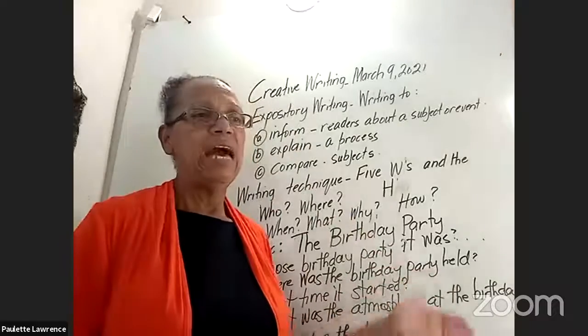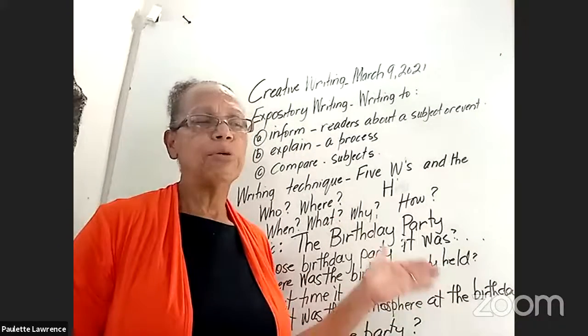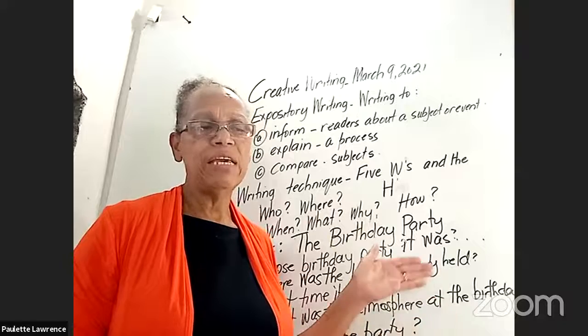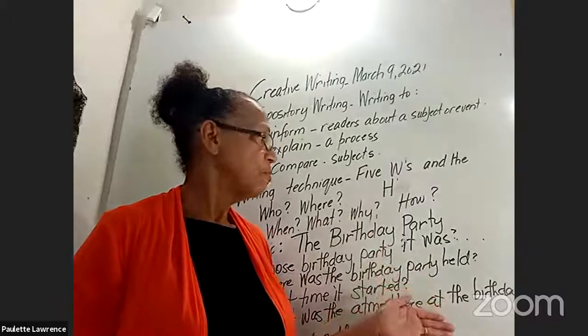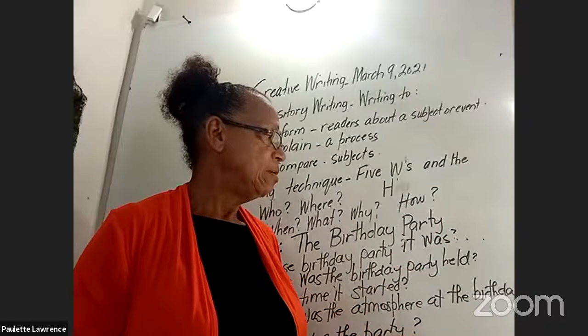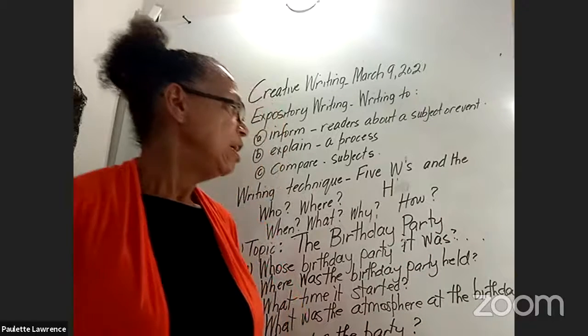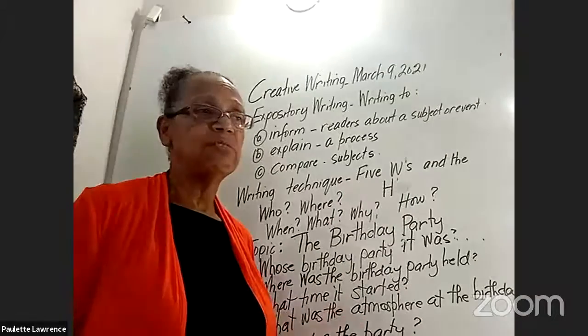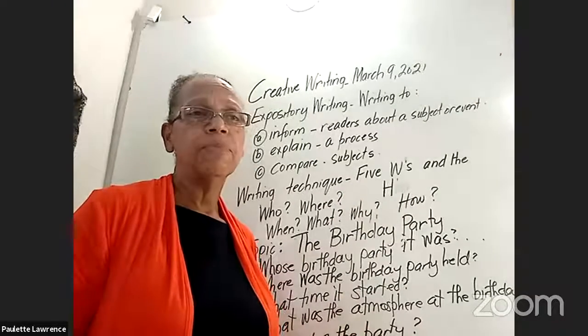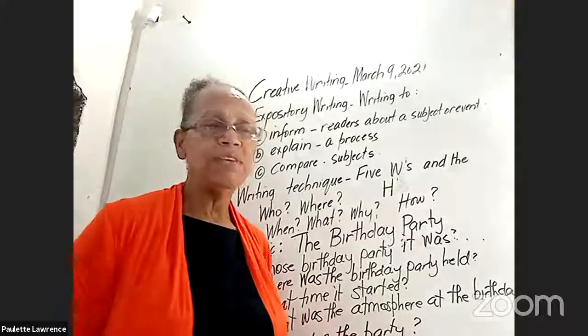So you're writing an expository essay about a birthday party, about an event, and you'll have some amount of description in it, factual description. You'll have some amount of sequence in it. So you can use your first, next, after, later. So I hope you will run with this idea.